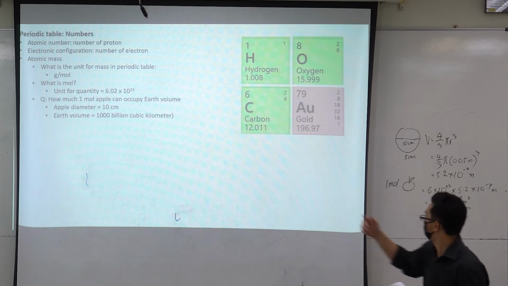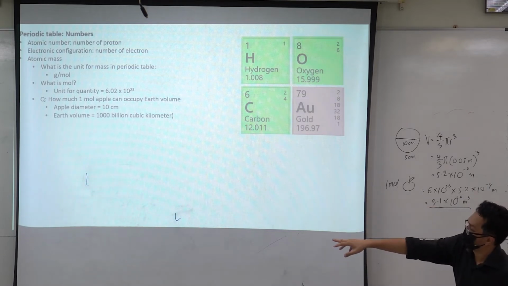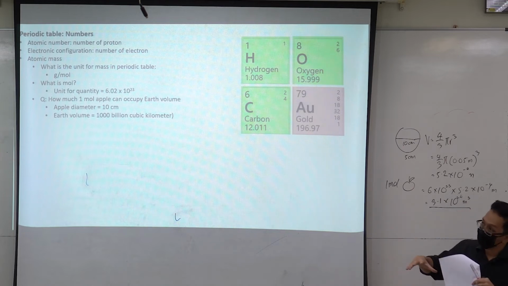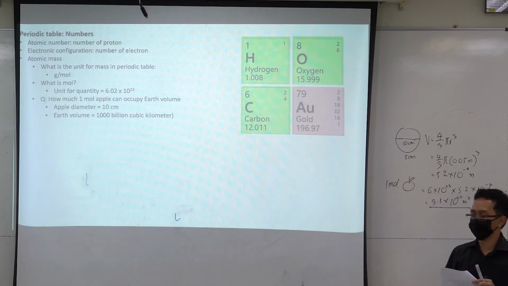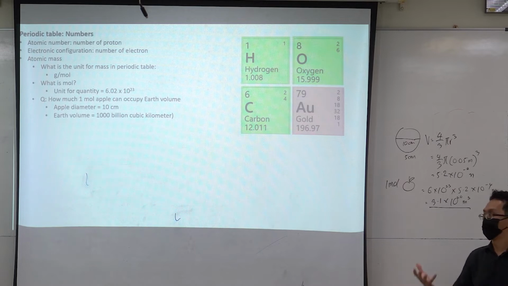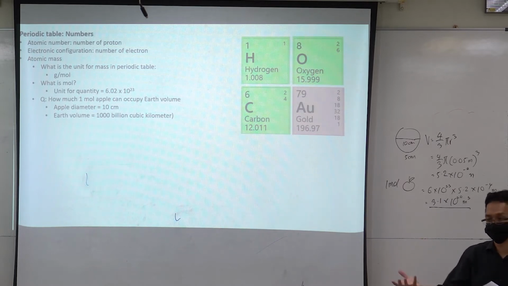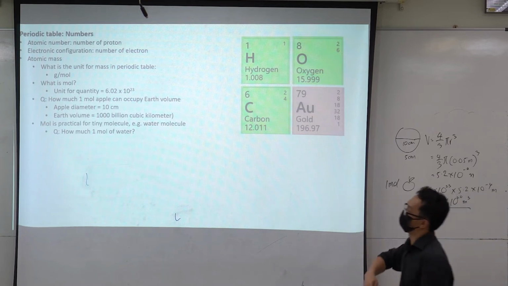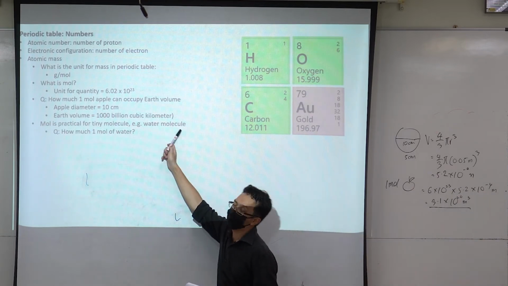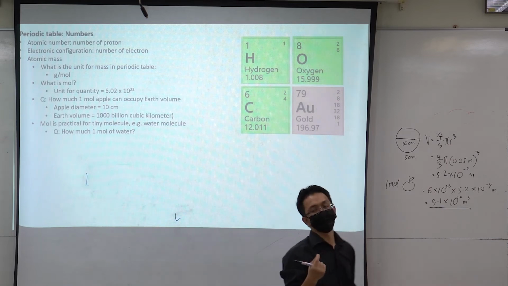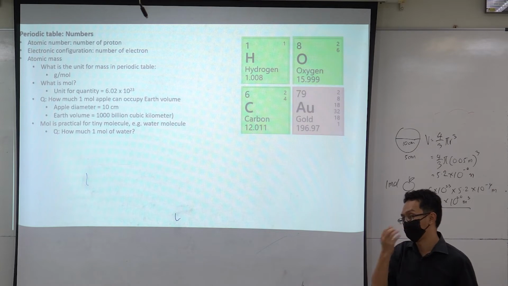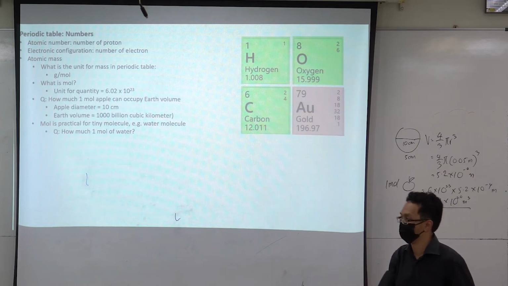So you can see that when people say 1 mole of apple is a lot, even though it's 31% of the volume of the Earth, which seems small, the Earth is big, right? So it's impractical to use mole for something big like an apple. But for something small like a water molecule, which is tiny, you cannot even see it, then the use of mole is useful.